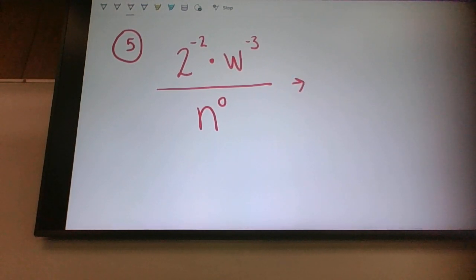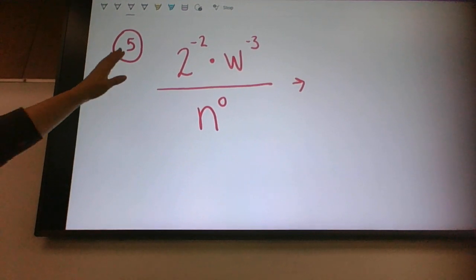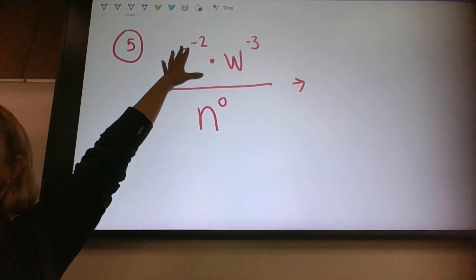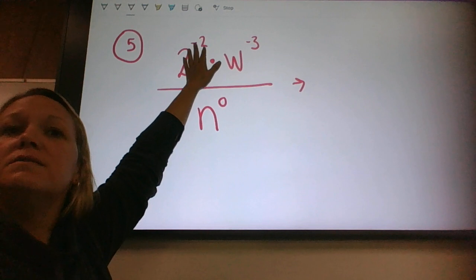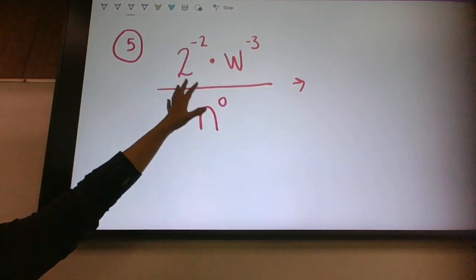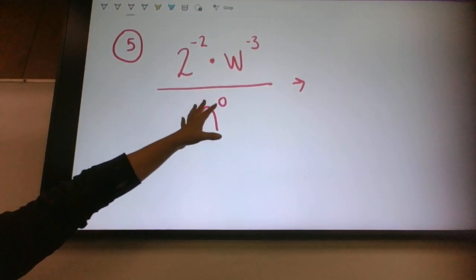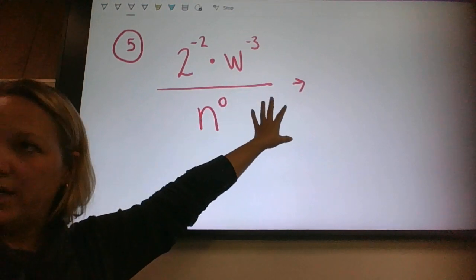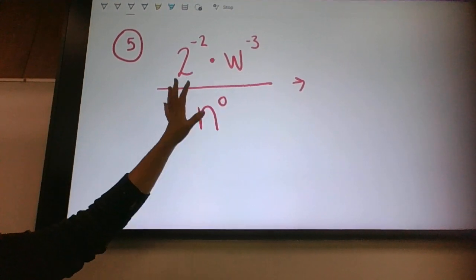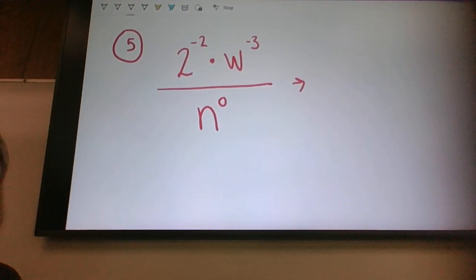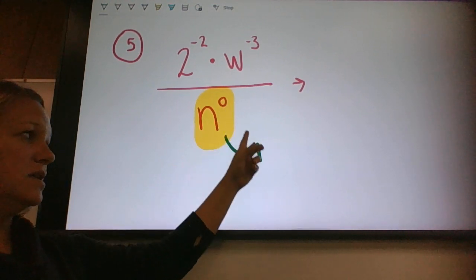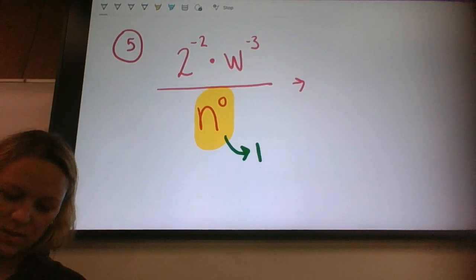Alright, so this is not simplified. Anything with negative, it's right here. Anything with negative exponents or a power of 0 has to be simplified. So your task right now is to simplify it on paper. Okay, try to simplify this problem. Well, I know the bottom will become 1. N to the 0 power is 1. So let's start with that.